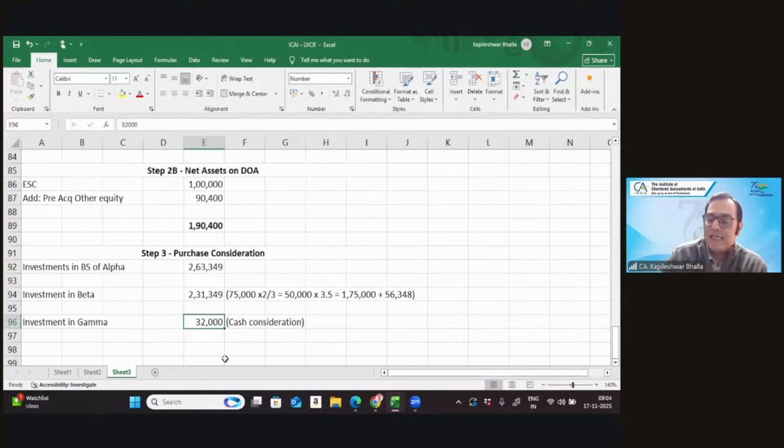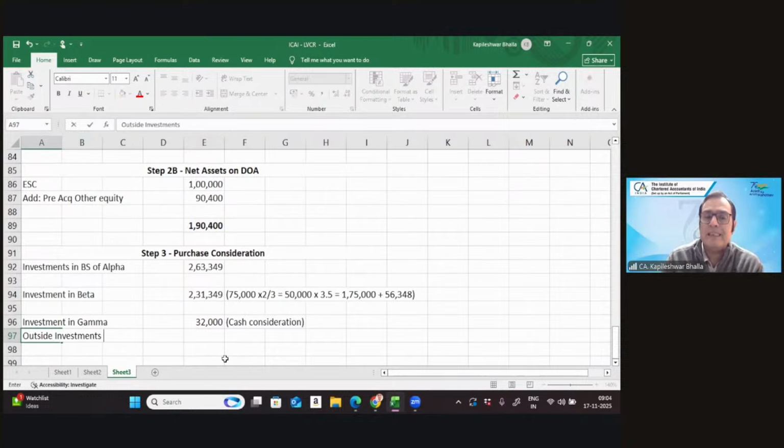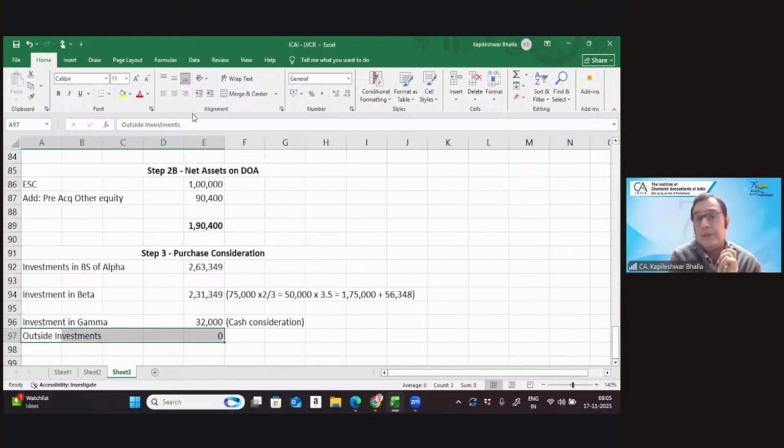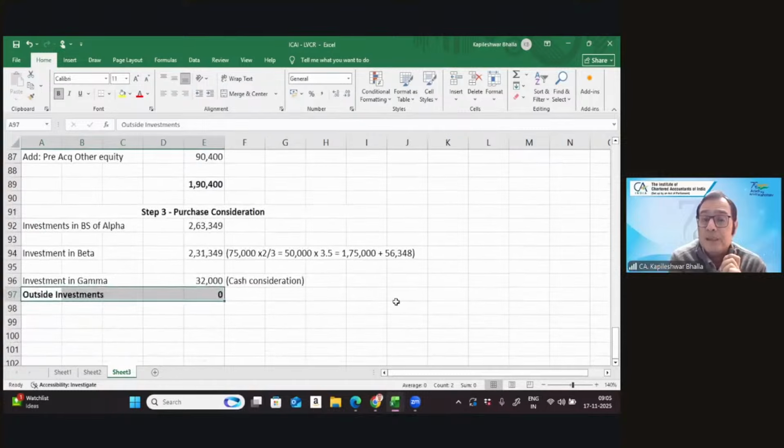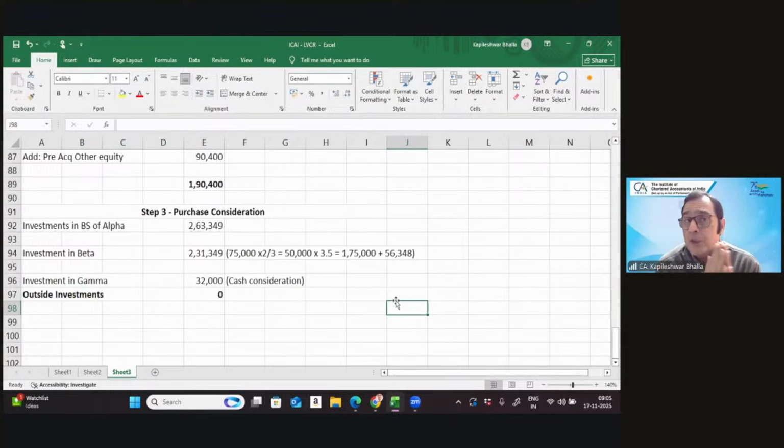This calculation is very important because it proves whether there are any outside investments or not. If there are any outside investments, they would appear in the consolidated balance sheet. This is one calculation which I always tell people: when you do step number 3, you need to see if there are any outside investments. So this reconciliation is going to be very important for step 3. Okay, so step number 3 is done.